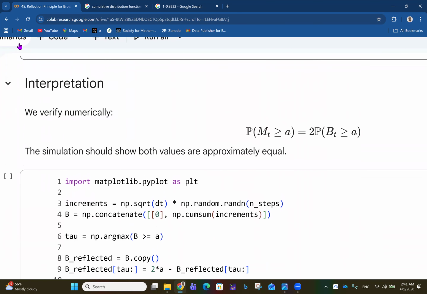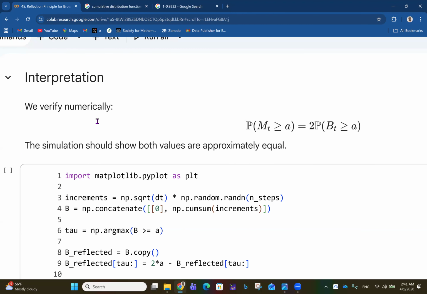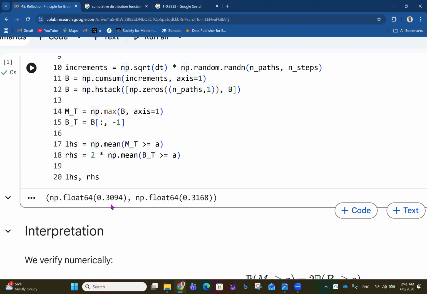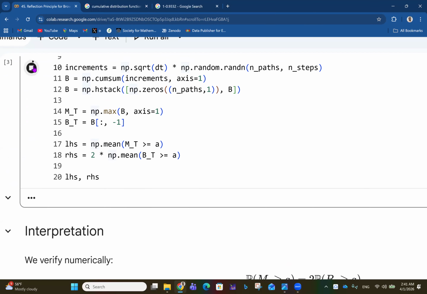So the interpretation: we verify numerically that the probability that M_t is greater than or equal to a is equal to 2 times the probability that B_t is greater than or equal to a. The simulation should show both values are approximately equal. Just like what you see, this is 0.3094 and this is 0.3168. They are pretty close. If you keep running, you keep getting close values like that.